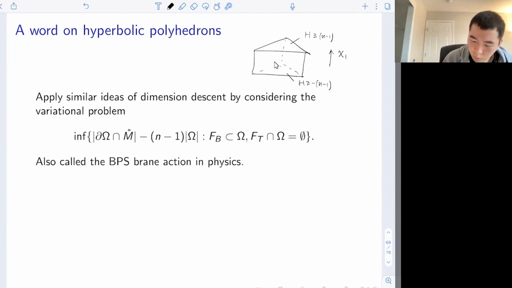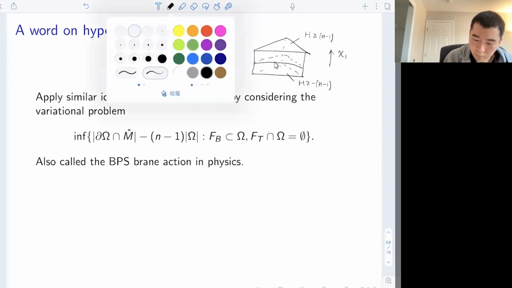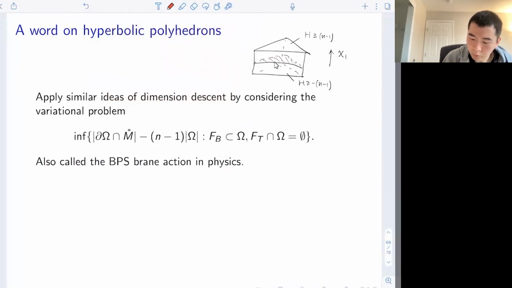What I would like to do here is to try to find a separating surface. Let me use red here. The separating surface should satisfy that the mean curvature is precisely n minus 1. To do that, you basically minimize what physicists call the BPS Brownian action, but for mathematicians, this is the isoperimetric function, to find an isoperimetric surface.